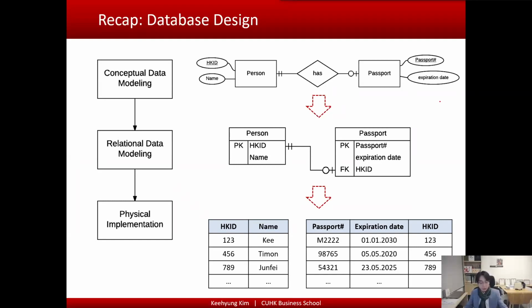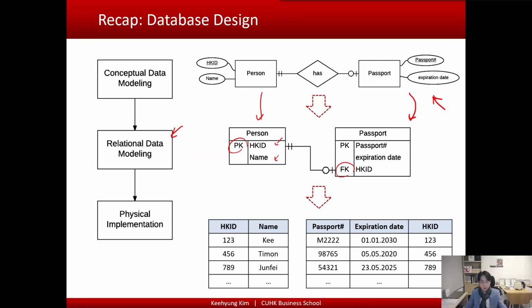After you do conceptual data modeling, you will have an ER diagram which conceptually models how your database will be implemented. Once you have an ER diagram, you go to the relational data modeling stage. Here we translate the ER diagram into a relational model like this. So an entity becomes a table, and we specify all the attributes with the primary key and foreign key to represent the relationship.